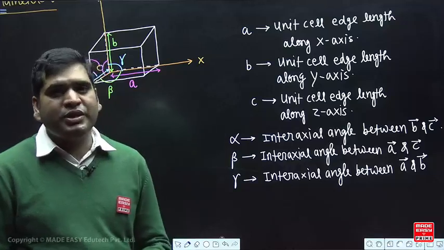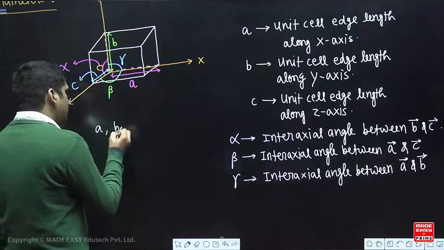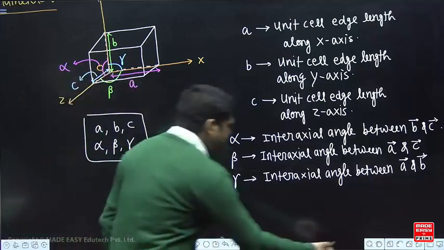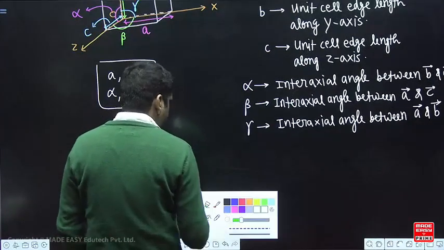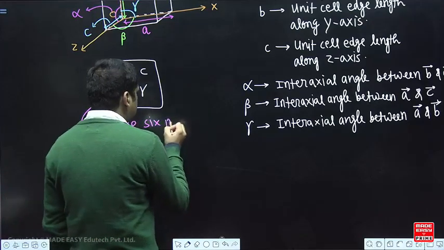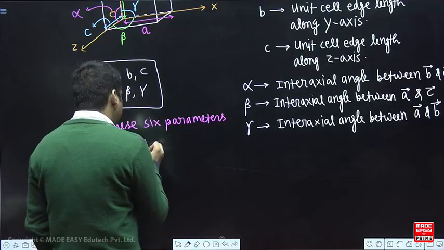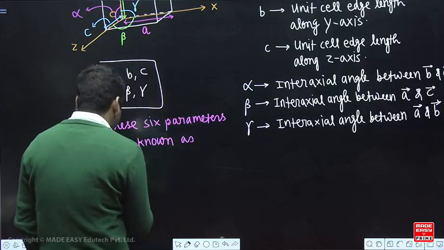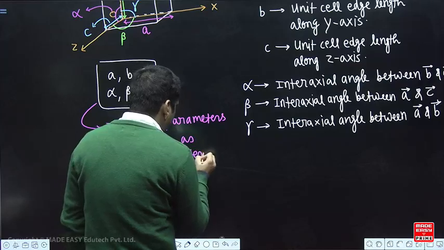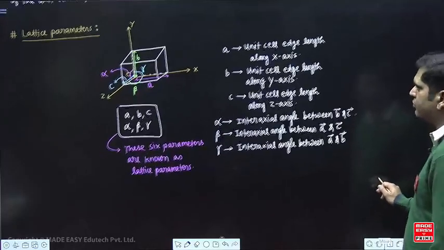So the shape of the unit cell will be decided by 6 parameters, and those 6 parameters are 3 dimensions A, B, C and 3 angles alpha, beta, gamma. These 6 parameters are known as lattice parameters. These 6 parameters, 3 edges of the unit cell and 3 interaxial angles are known as lattice parameters. Please note them down.